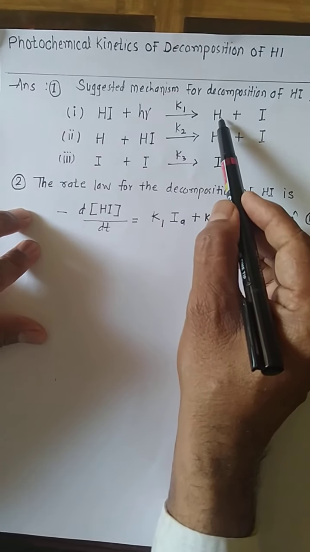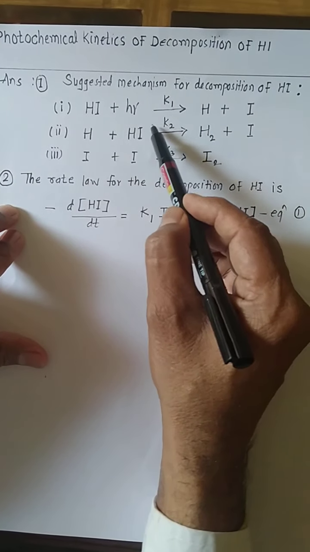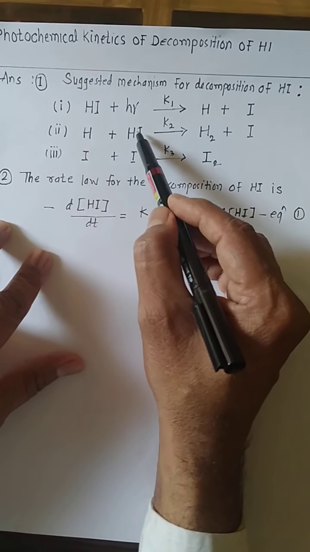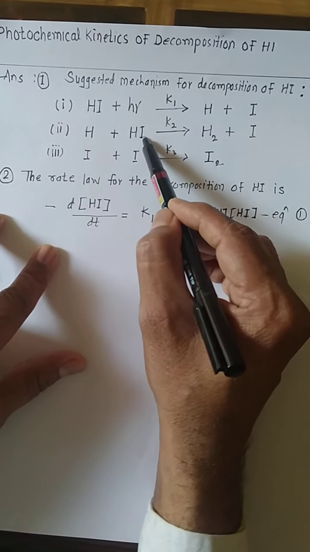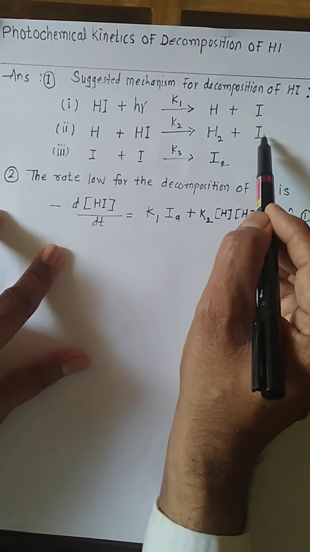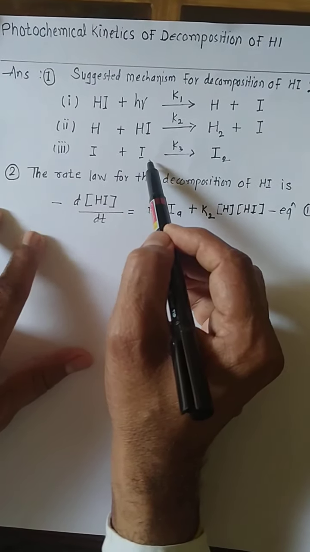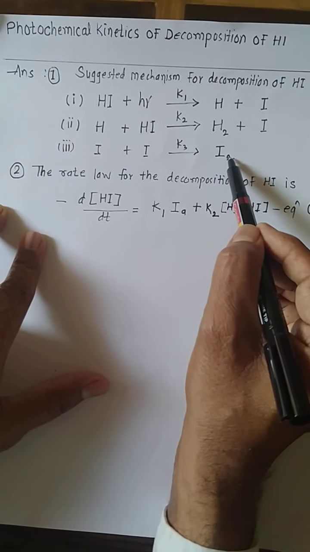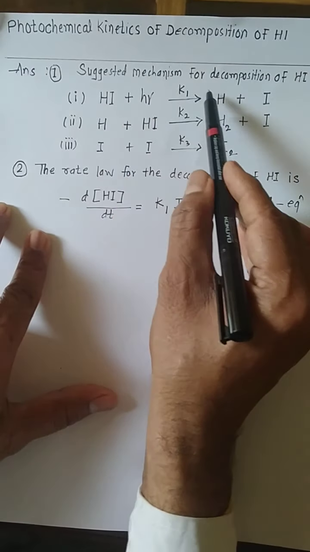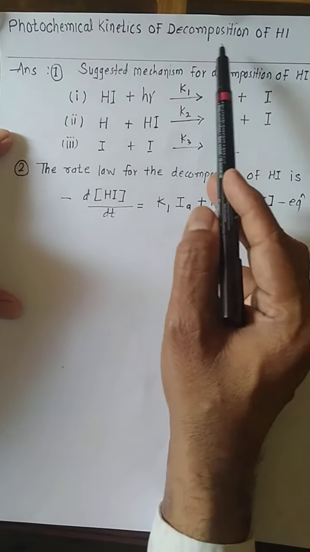Here H is a reactive species. This generated reactive species then again reacts with the HI. Again here the decomposition of this HI takes place into H2 and I. The generated species here is iodine atom I. This I then reacts with another I to form an I2 molecule. Here the reaction is terminated. Using the suggested mechanism, you have to derive the kinetics of decomposition of HI.